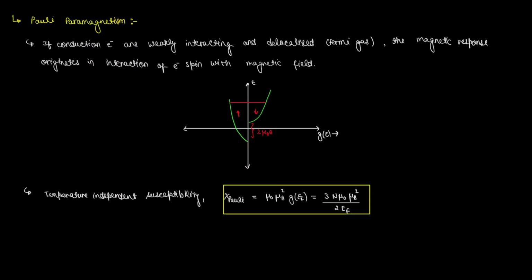But what about the orbital contribution of electrons? So let's see what is the contribution of the orbital motion of these conduction electrons towards magnetism in metals. So let's begin with Landau levels. First of all, let's consider an electron gas is placed in external magnetic field.